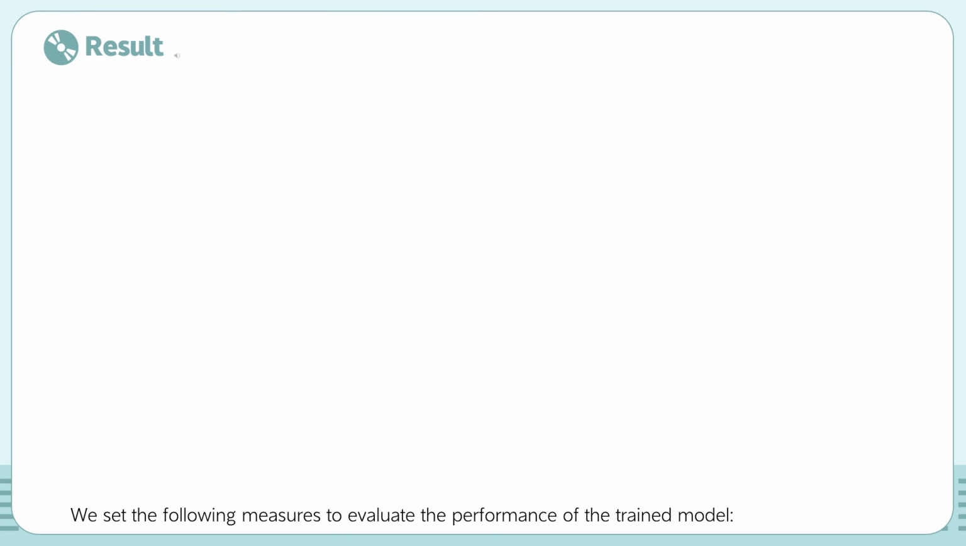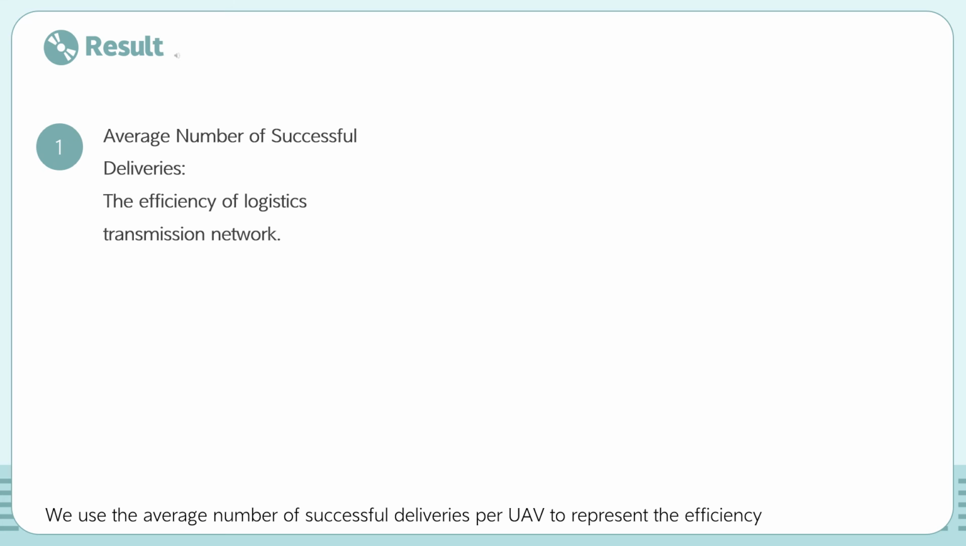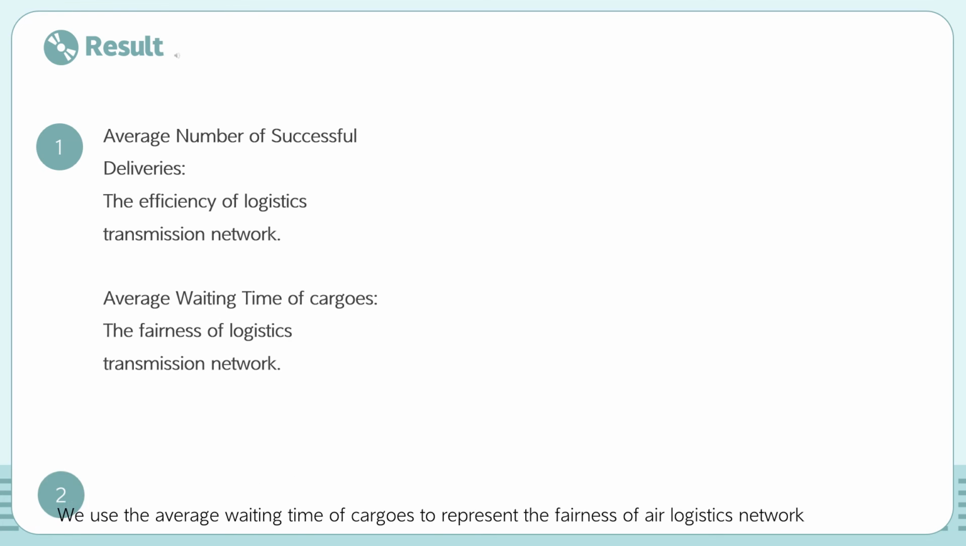We set the following measures to evaluate the performance of the trained model. We use the average number of successful deliveries per UAV to represent the efficiency. We use the average waiting time of cargoes to represent the fairness of the air logistics network.